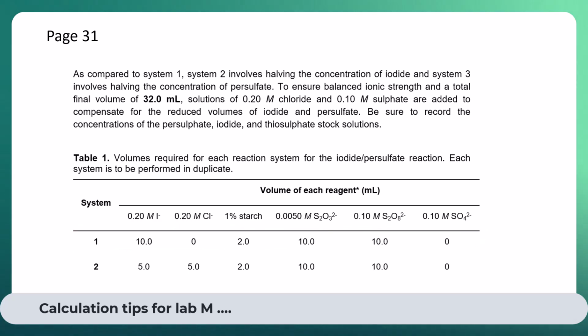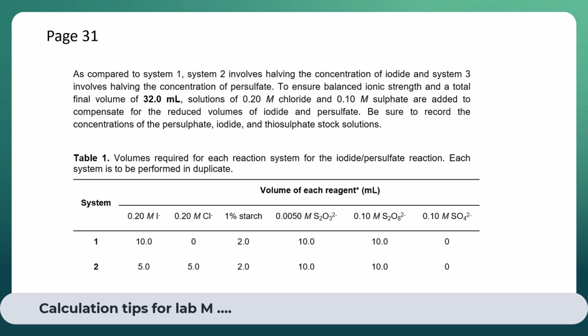So in System 1, we're adding 10 mLs of the 0.2 molar iodide, some starch, of course, 10 mLs of the 0.0050 molar thiosulfate, 10 mLs of the 0.1 molar persulfate. Now, the final volume of our solution is 32 mLs.